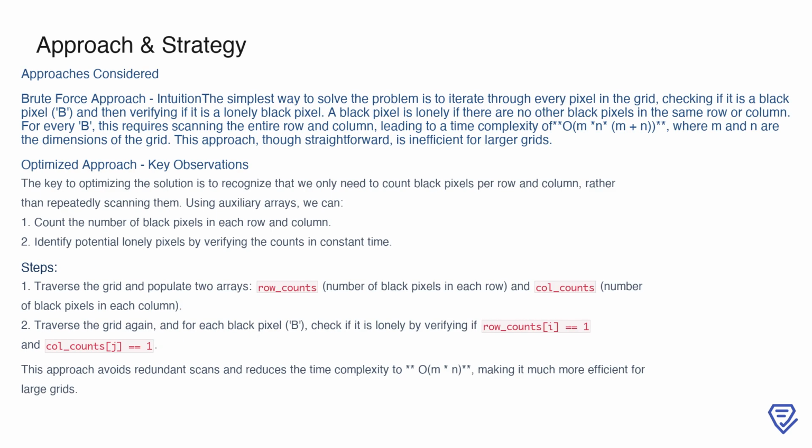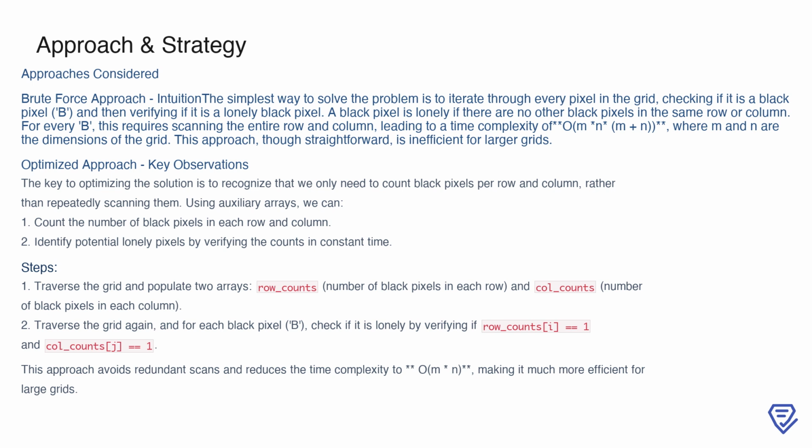When considering how to approach this problem, the brute force method is the most intuitive starting point. Here, for every black pixel in the grid, we would scan the entire row and column to check if it is lonely, that is, if there are no other black pixels in the same row or column. However, this approach is highly inefficient because each check involves scanning rows and columns repeatedly. For a grid with dimensions m by n, this results in a time complexity of O(m*n*(m+n)), which becomes impractical as the grid size grows.